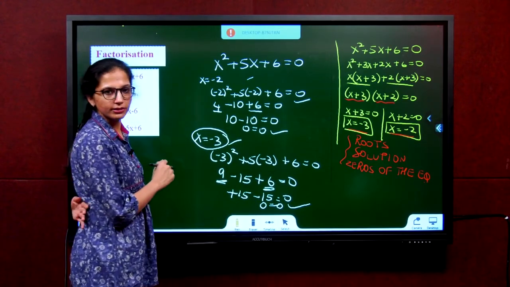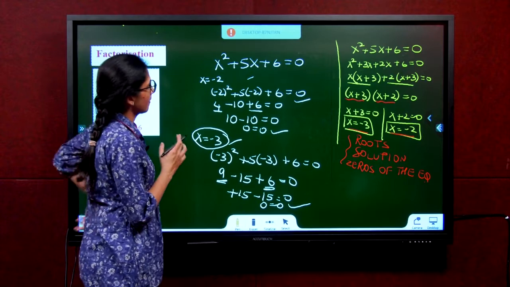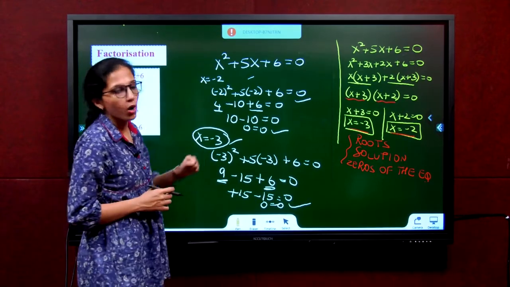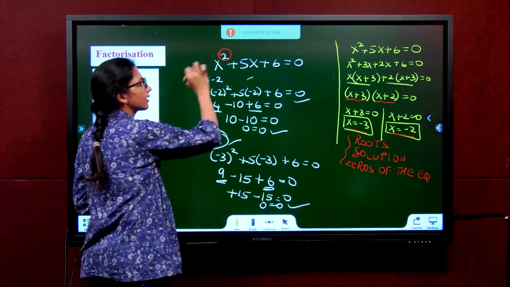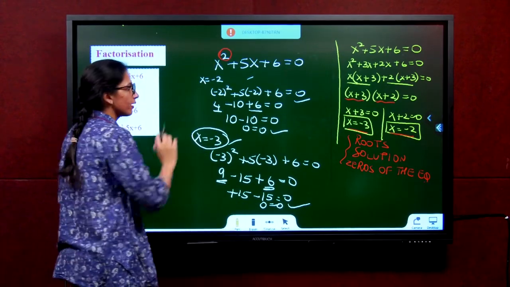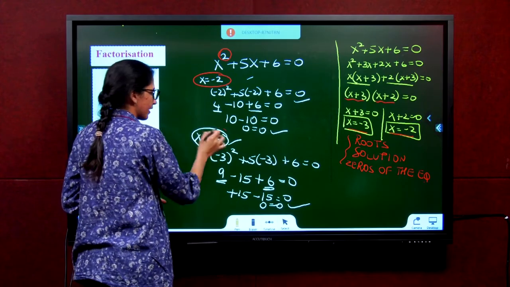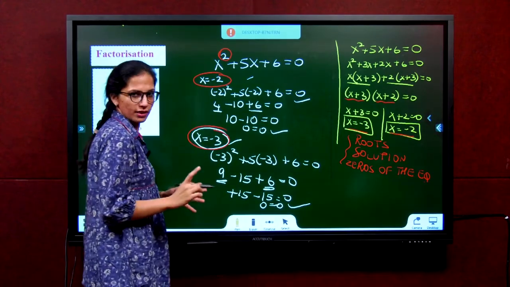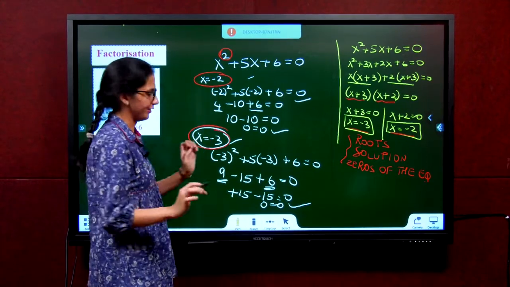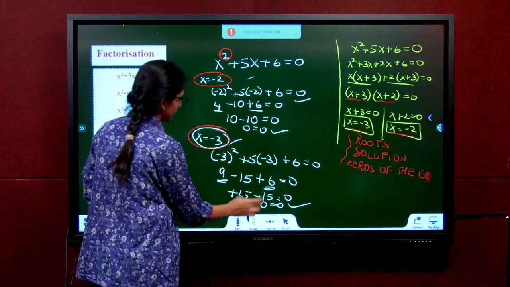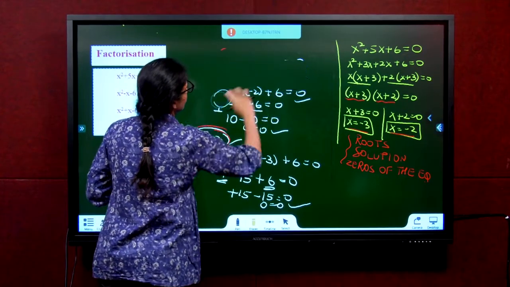Why did I make you do this? What should we understand from this? If you have a quadratic equation, meaning if the highest power of your equation is 2, there are two values of x for which the equation is satisfied. I will tell it again. So please note down, take a note.